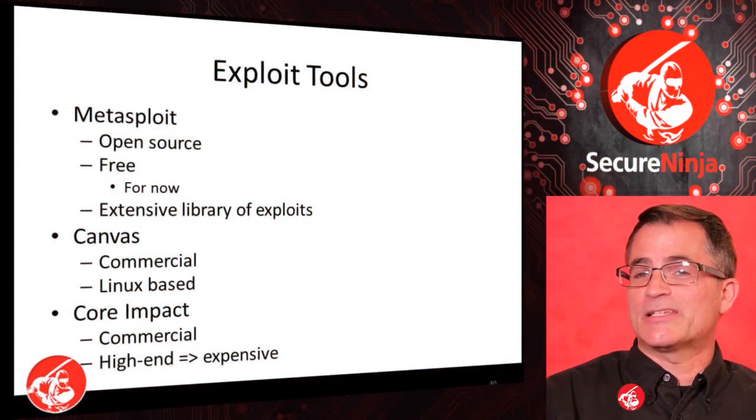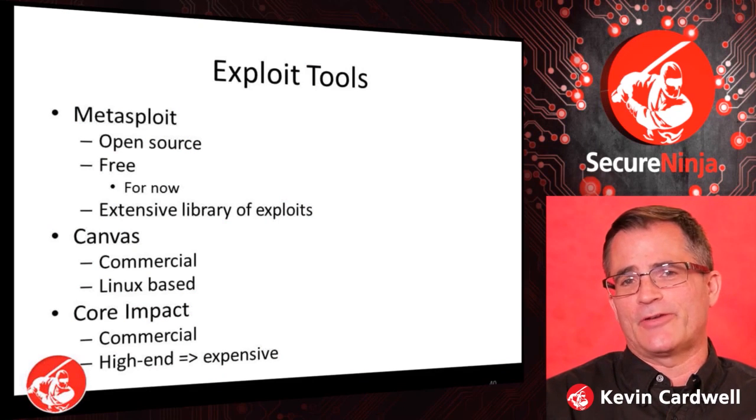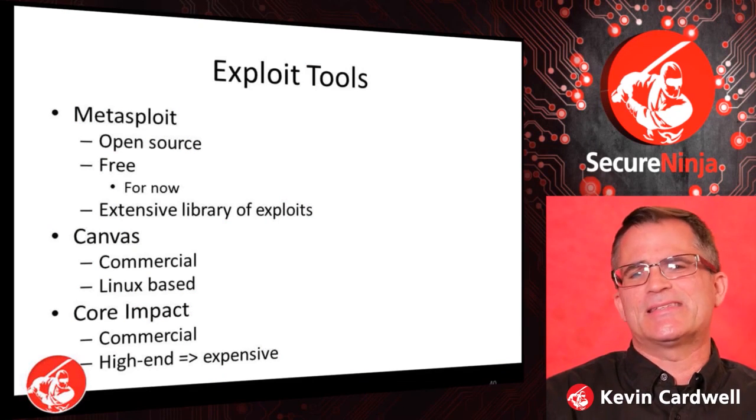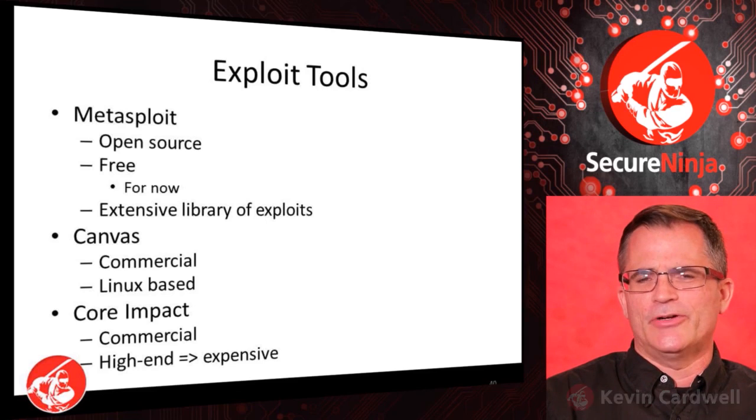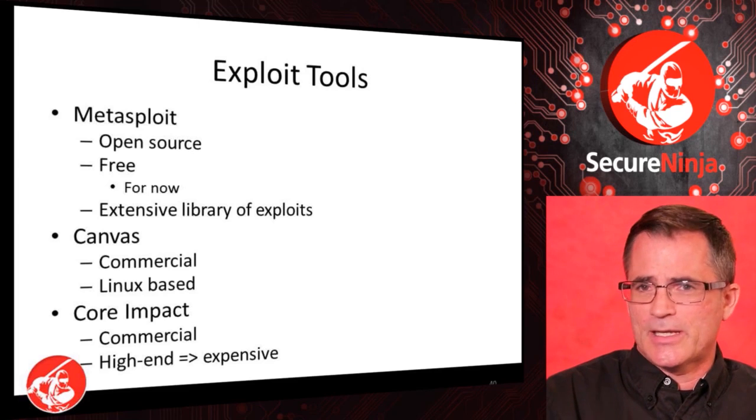Exploit tools. Metasploit, as we said, is open source and free for now. It's been bought by Rapid7, but they've kept it free. Hopefully they will. It has an extensive library of exploits. Pretty much every exploit you can think of that's been found is in Metasploit. Canvas is commercial. It's Linux-based. It's a nice little exploit tool.